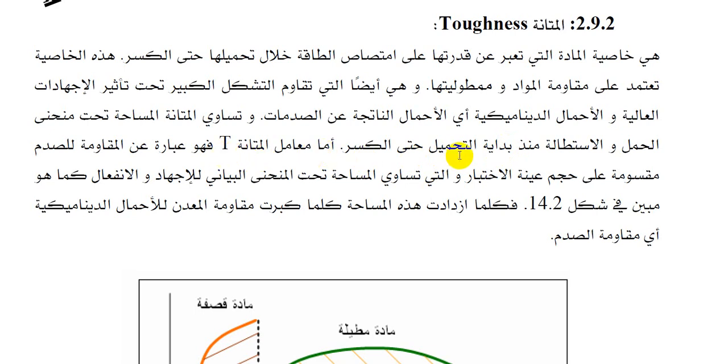The toughness modulus is not from the beginning of loading, but at a certain point of loading until fracture. The modulus of toughness T is the resistance to impact per volume of the testing specimen, which is equal to the area of the stress strain diagram, as illustrated in figure 14.2. The broader the area, the more strength the metal will exhibit under dynamic loading, resulting in more impact resistance.